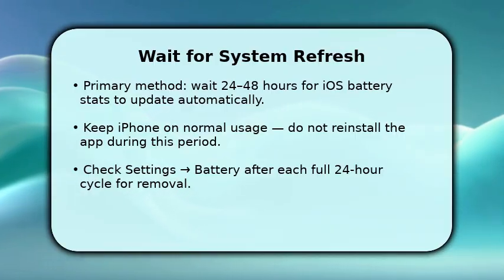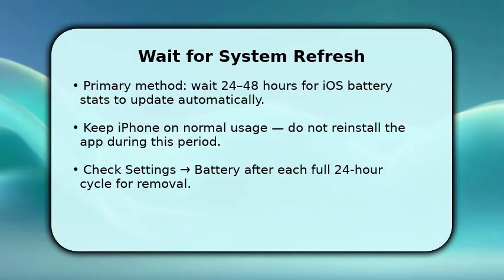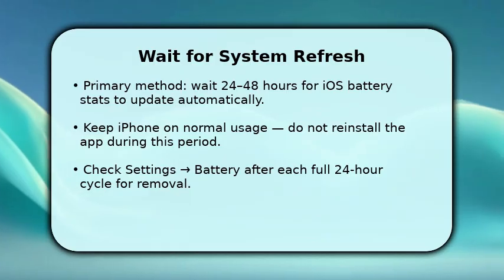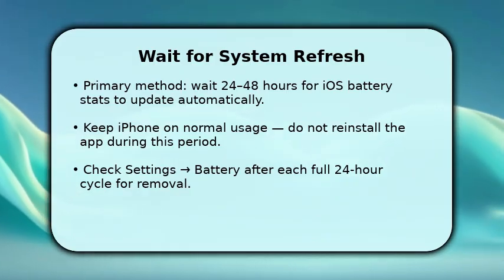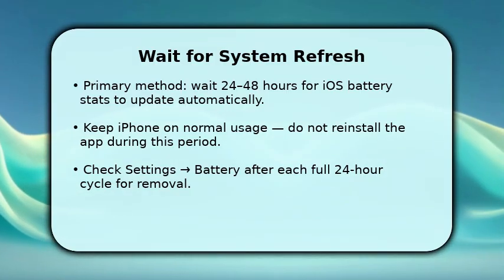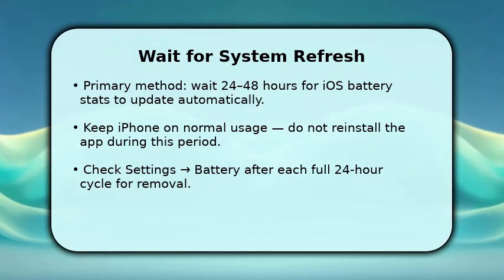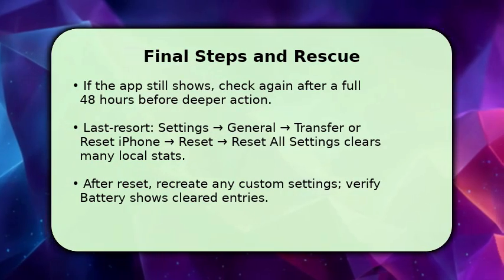Make sure you use the phone normally and do not reinstall the app while the system updates. Once done, revisit Settings > Battery and view Last 24 Hours or Last 10 Days. If the entry persists past 2 days, check again after a full 48-hour window. Sometimes it takes 2 cycles.